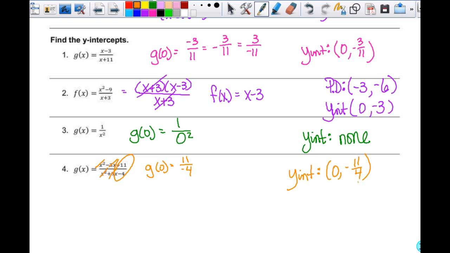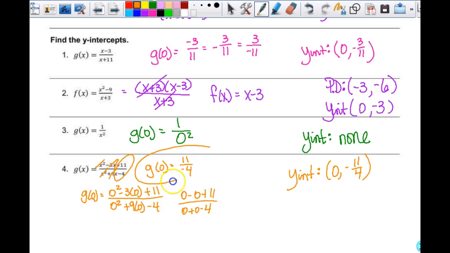Well, because I couldn't factor. If the function doesn't factor. If it did factor, I needed to in case I had point discontinuity. But what happens here is when I substitute that in, I get 0 squared minus 3 times 0 plus 11, over 0 squared plus 9 times 0 minus 4. So this is just 0 minus 0 plus 11 over 0 plus 0 minus 4. So anytime you substitute a 0 for x, it's just going to 0 out the term. You don't have to do all that. You just jump right to there.